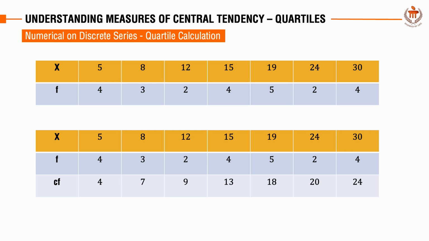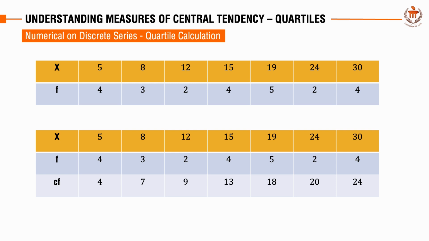So once we have this, for the lower quartile we need to find n plus 1 by 4. Here the total sum of frequencies, n, is 24. So we'll apply the formula 24 plus 1 by 4. You'll get 6 point something, right? 6.25. Then you have to look for the value 6.25 in the cumulative frequency table, and see the next value which is greater than 6.25.